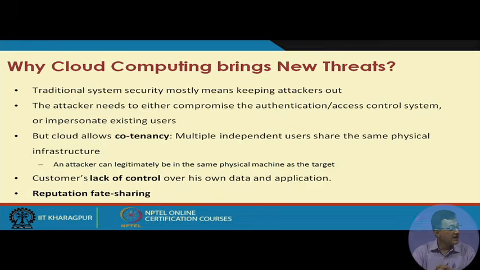So there is less control, or lack of control, over the services and applications, and there can be reputation fate sharing. As we go together, we share the fate of each other, and that is also a challenge. These things, co-tenancy, lack of control, reputation fate sharing, are not there in a big way in traditional security measures, and this becomes a new way of looking at security in some cases.